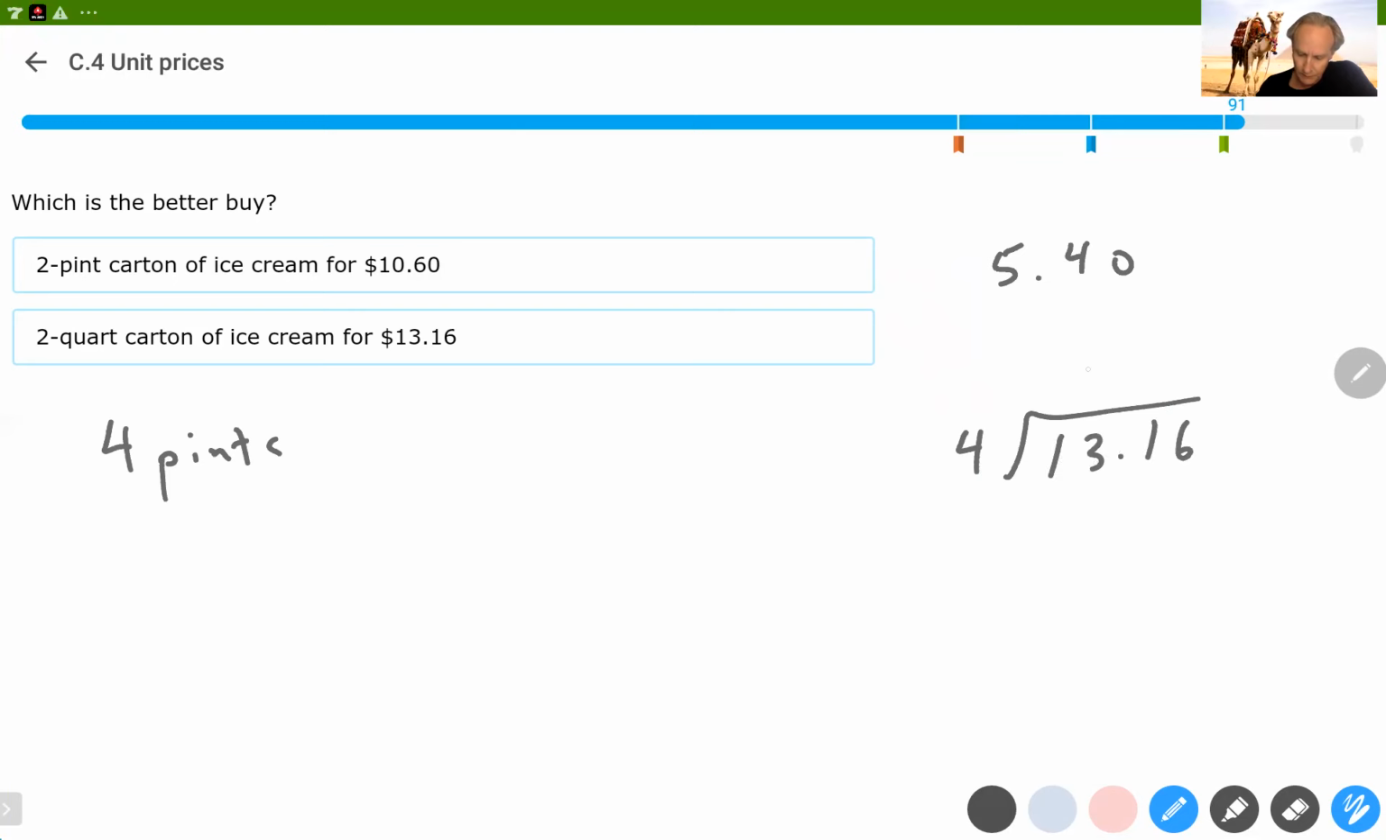1316 goes 3 times. And that's, sorry, I was doing my other method. Bring down the 1, that goes in 2. Bring down 36, that's 9. 329 beats the heck out of 540.